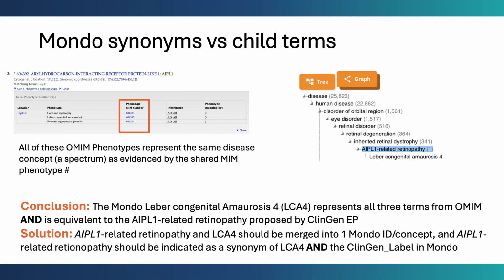In this situation, these are the same disease entities. The Mondo LCA4 represents all three terms from OMIM and is equivalent to the AIPL1 retinopathy. The solution for this is to say that AIPL1 related retinopathy is the same as LCA4 and synonyms. That ultimately means one of these Mondo IDs has to be obsoleted. Then they have to merge the concepts together and then recreate that synonym. These are the types of things the curated disease entity team is looking at and to help you all with as a gene curation expert panel, because we know it can be confusing and we are here to help.